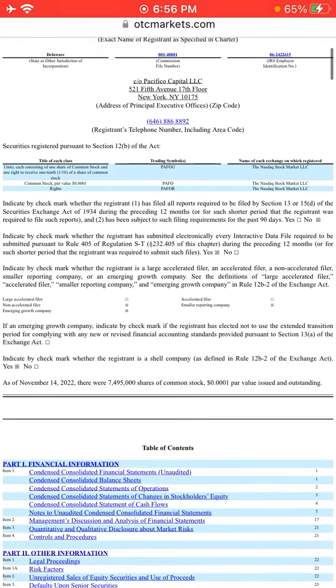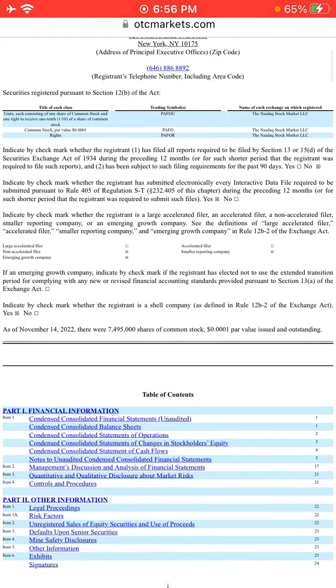So here, the most recent 10Q says as of November 14, 2022, there were 7.4 million. So I could round it off to 7.5 million actually. So the float is 7.5 million, the float or common stock. Those are the same things.